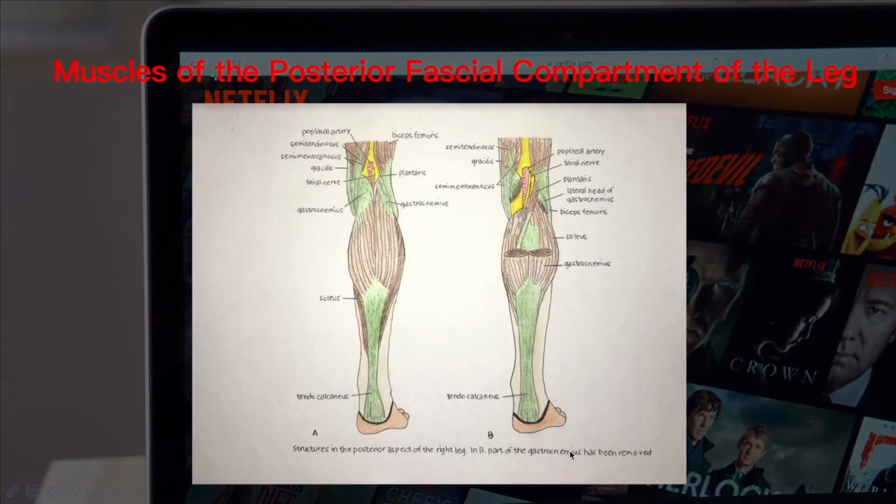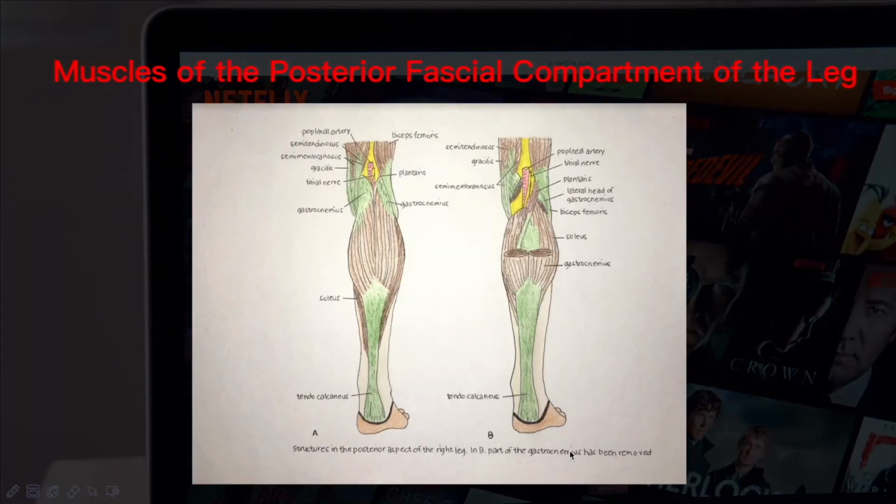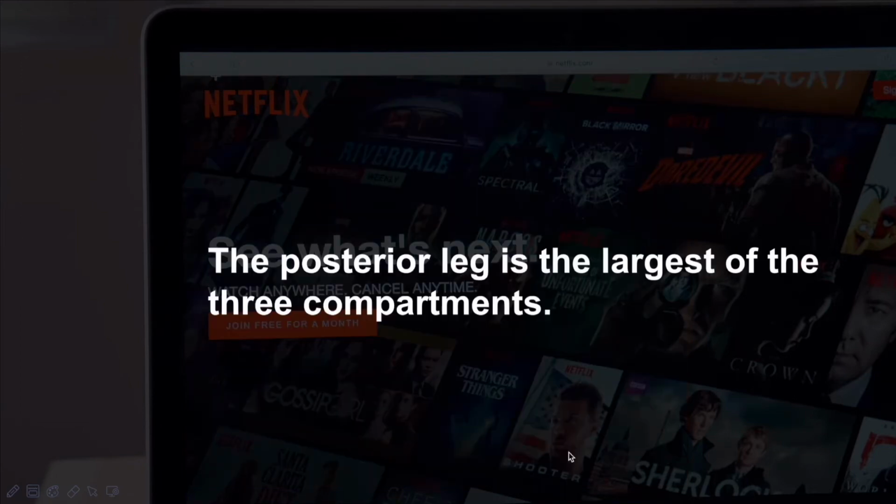Muscles of the posterior fascial compartment of the leg. The posterior compartment of the leg contains 5 muscles organized into 2 layers, superficial and deep. The 2 layers are separated by a band of fascia. The posterior leg is the largest of the 3 compartments. Collectively, the muscles in this area plantar flex and invert the foot. They are innervated by the tibial nerve, a terminal branch of the sciatic nerve.